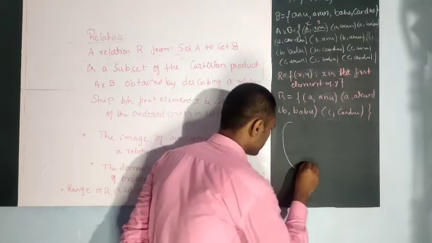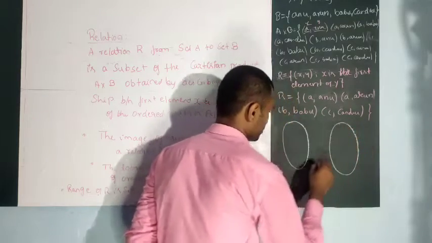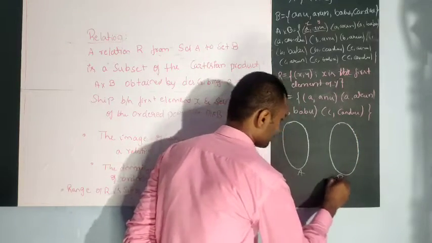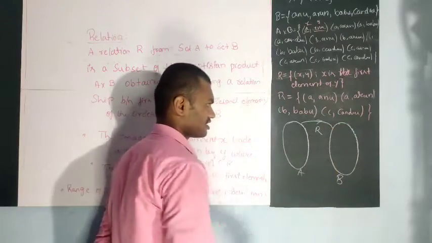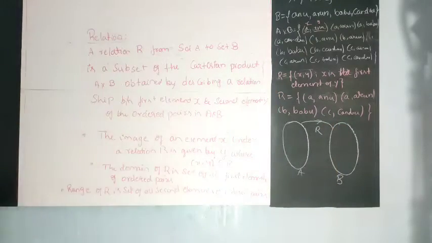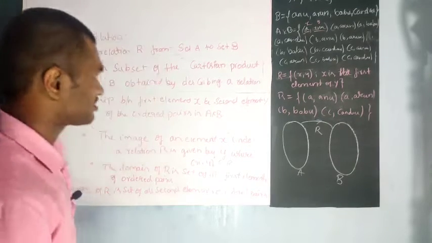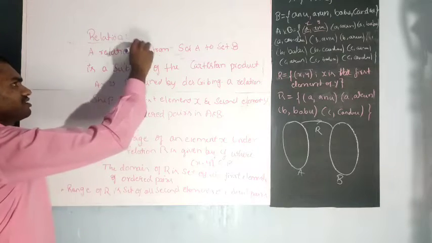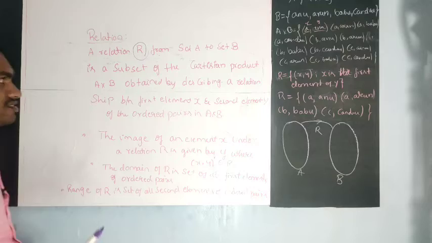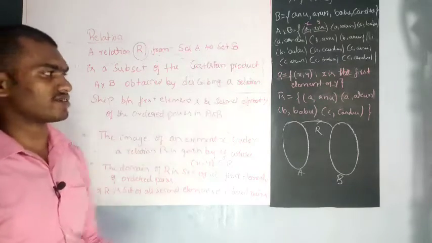I will denote the set A like this. This is set A and this is set B. So this will be a relation from set A to set B. I will explain it. Come here. R is a relation. So let us define it now. Now you can understand easily. R is the relation denoted by letter R from set A to set B.